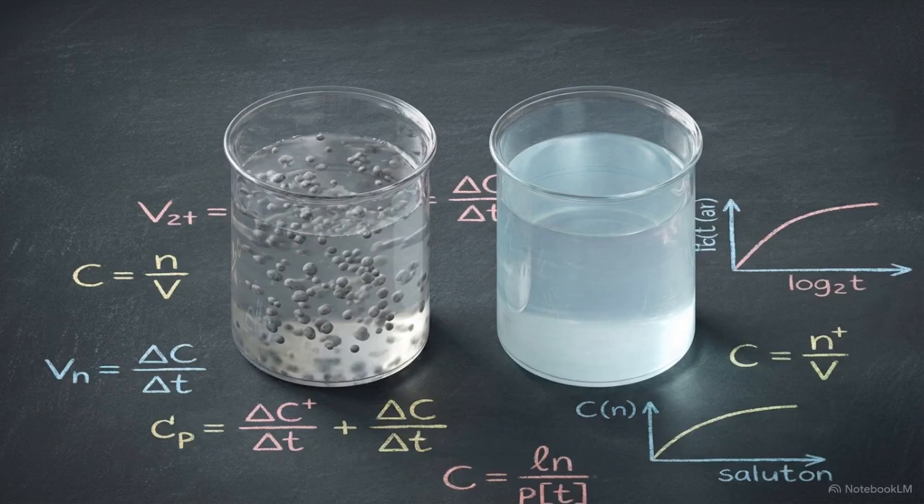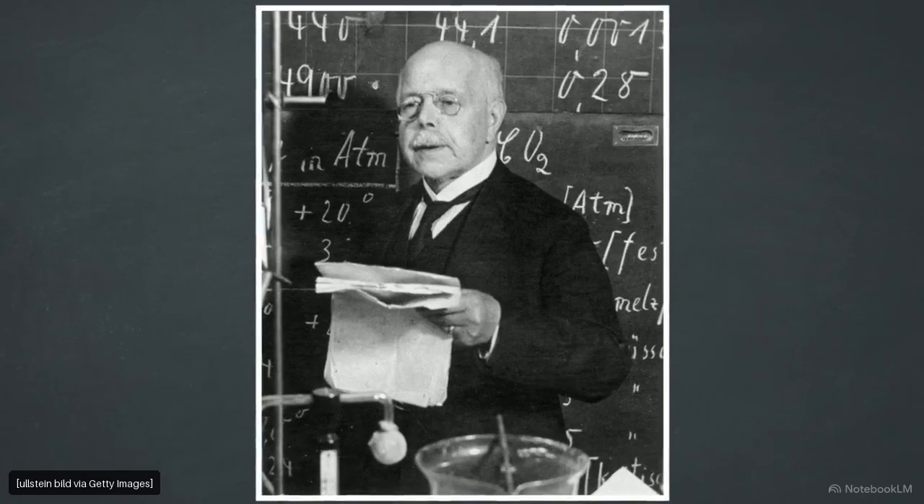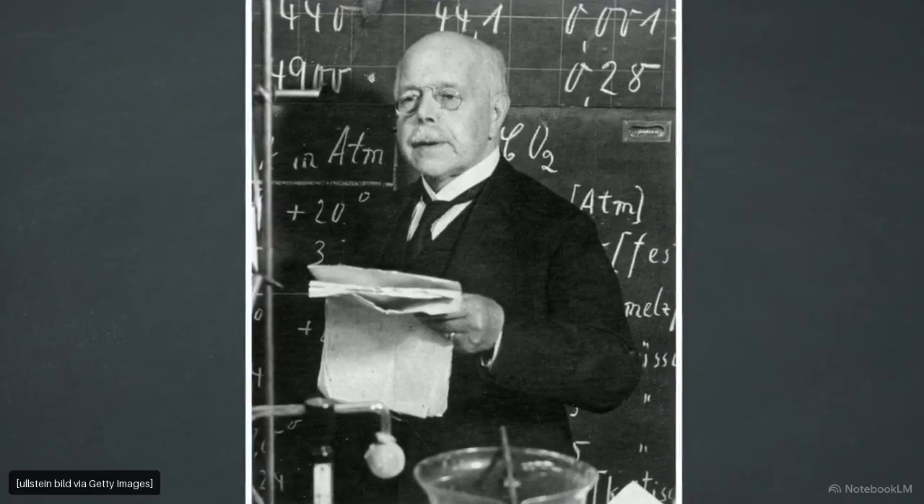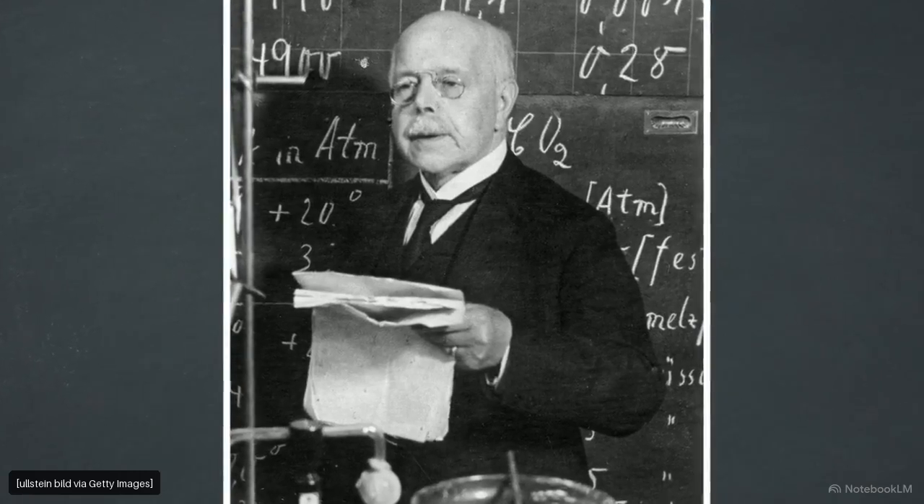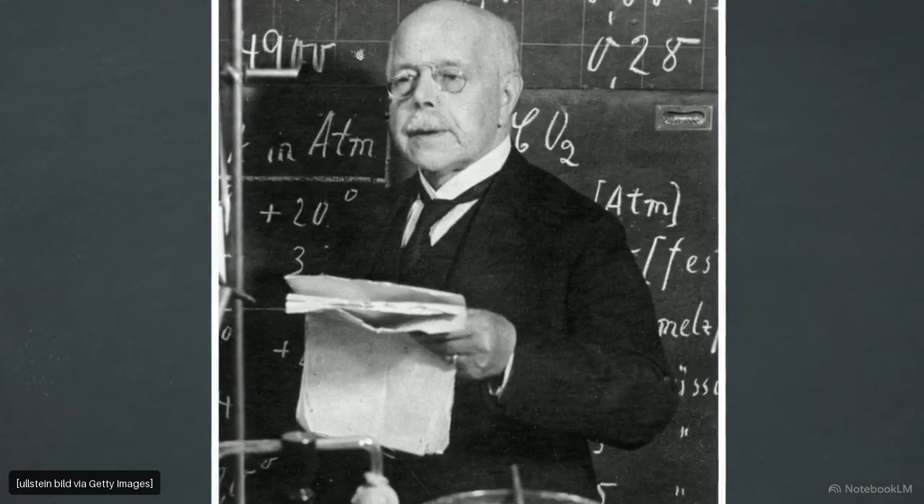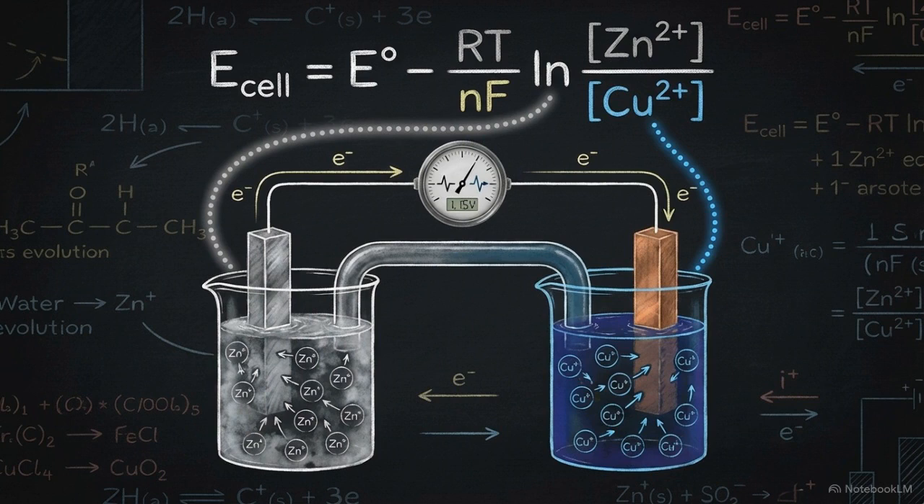But as the reaction proceeds, those concentrations change. The physical chemist Walther Nernst proved that cell potential is not a static number, but a dynamic value tied directly to the shifting chemical concentrations inside the beakers. This equation illustrates the relationship. The Nernst equation maps these concentration variables, the zinc and copper ions, directly to the physical reality of the cell's electrical output.